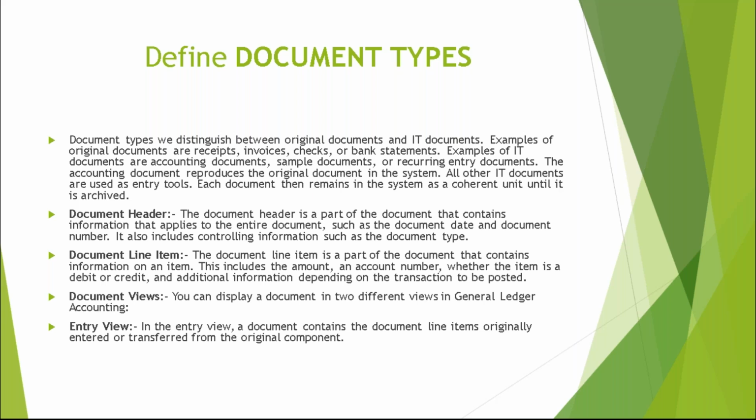Document line item is nothing but, whenever I'm doing the transaction, as I told you, debit and credit. Debit is one line item, credit is one line item. So what amount you give, and what document information you give about the items, should be represented under the document line item. So a line item is nothing but a debit and credit line. We call it a line item.